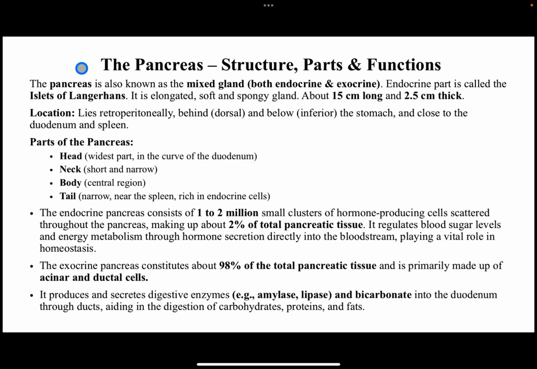Now, the endocrine part of the pancreas, we also call it the islet of Langerhans or pancreatic islets. Why? Because if you look at the entire pancreatic tissue, at certain portions you see a small group of cells, about 5 cells, come together, then they form the endocrine pancreas.